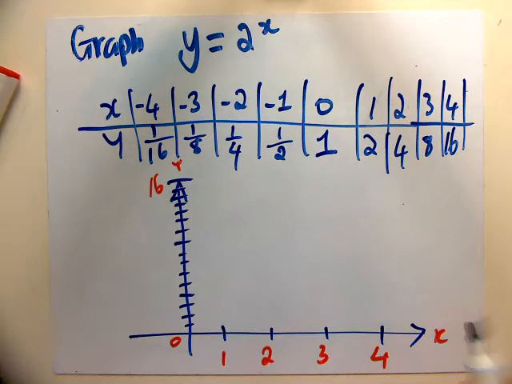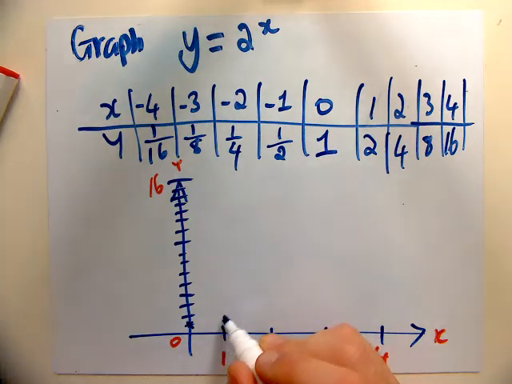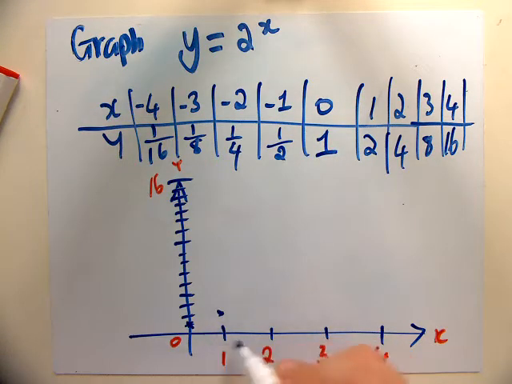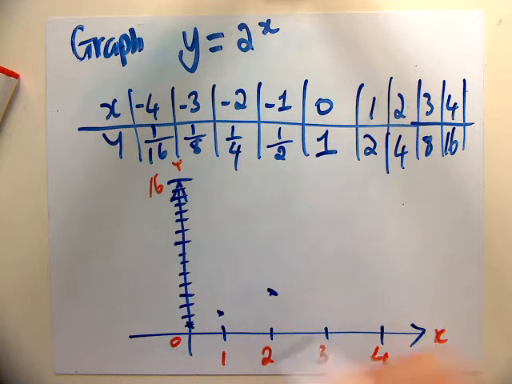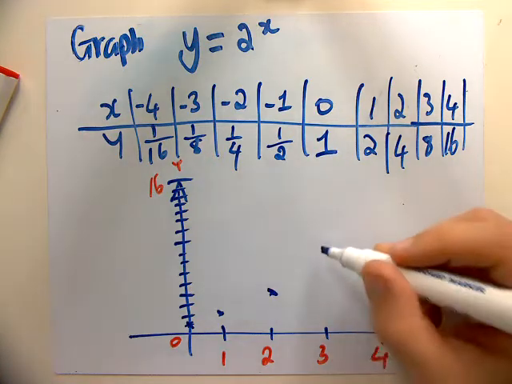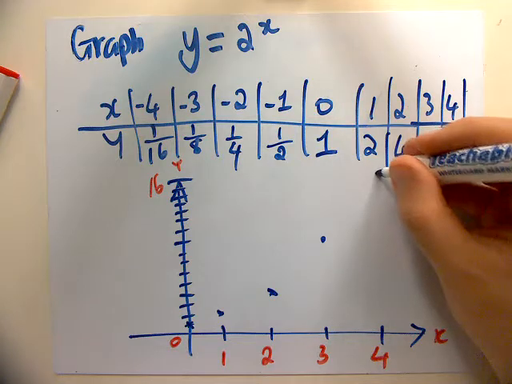If I was to map this little table of values here, well, I'm starting when x equals 0 here. So x equals 0, y is going to equal 1. So it's going to go through here. Moving over 1, it's going to be at 2. It's going to be here. Moving over to 2, it's going to be at 4. Moving over to 3, it's going to be at 8. And then we are all the way up here.